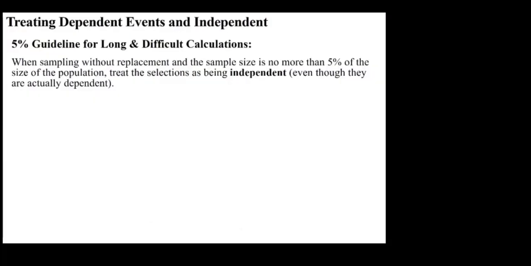Treating dependent events and independent events with a 5% guideline. When sampling without replacement and the sample size is no more than 5% of the size of the population, treat the selections as being independent even though they are actually dependent. Okay, let's see what we mean by that.